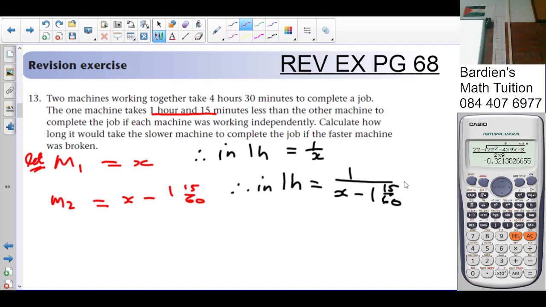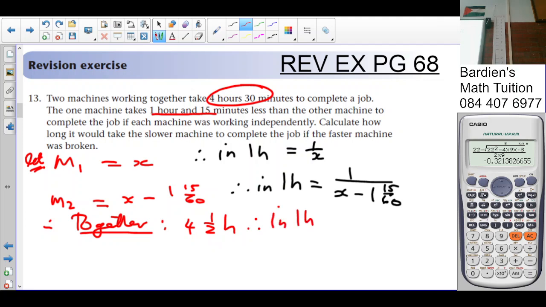So together, what do we know? 4 hours and 30 minutes. Not so. It is 4.5 hours. Therefore, in 1 hour, it's going to be 1 over 4.5. Not so. So now with this is enough information to set up a formula, so we can say that 1 over 4,5 must be equal to, working together, machine 1, which is 1 over x, plus 1 over x minus 1 and 15 over 60.